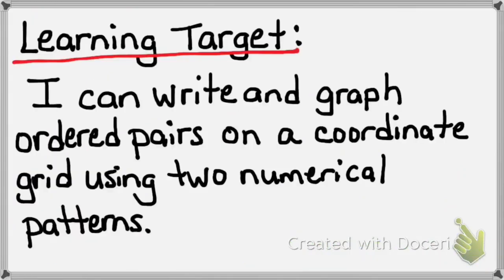As always, we will continue practicing in class. If you have any questions or concerns, please be sure to see a teacher. We will sit down and work on it with you. Hopefully by now you can confidently say, I can write and graph ordered pairs on a coordinate grid using 2 numerical patterns. Good luck with this lesson.